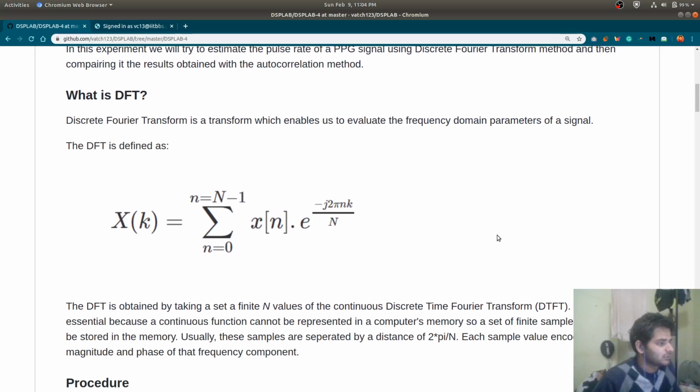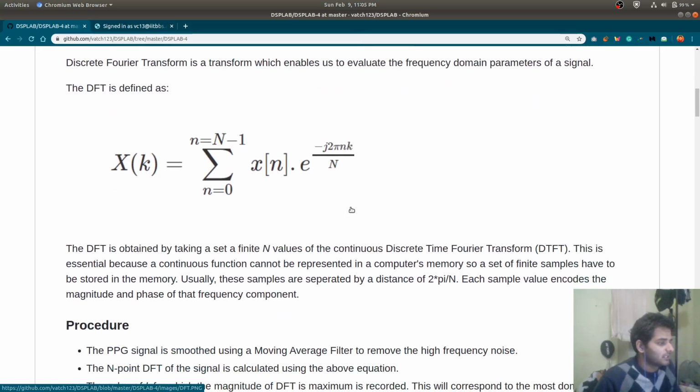So how is the DFT actually computed? DFT is defined as X of k equal to summation n equals 0 to N minus 1 of x of n dot e to the power minus j 2 pi by N into nk. So once we get the DFT values, how can we use them for our analysis?